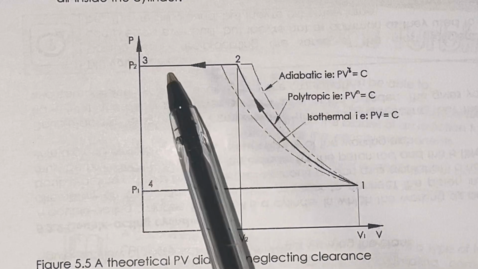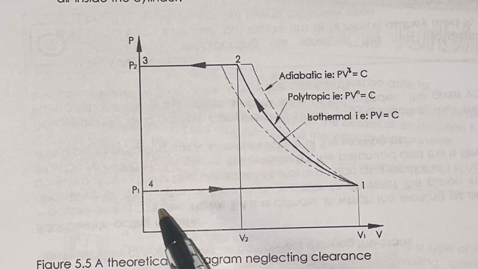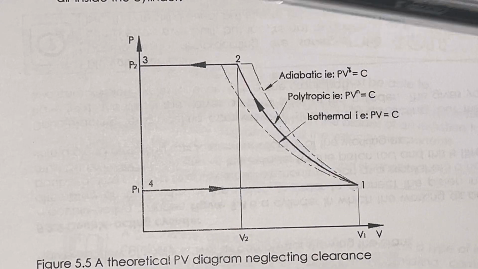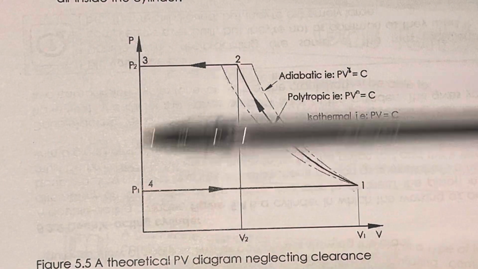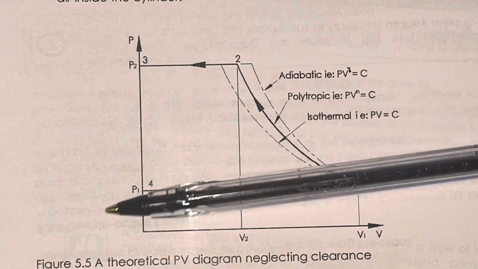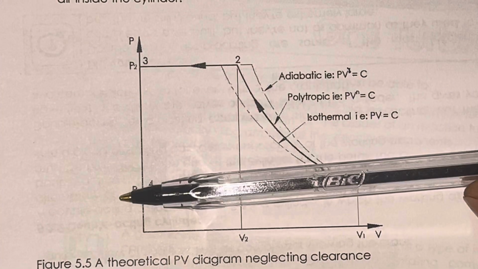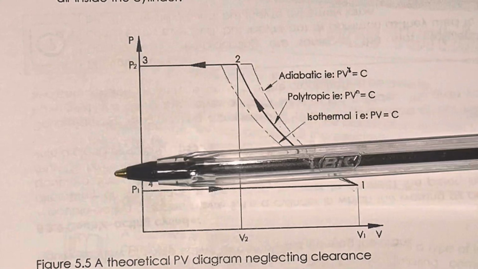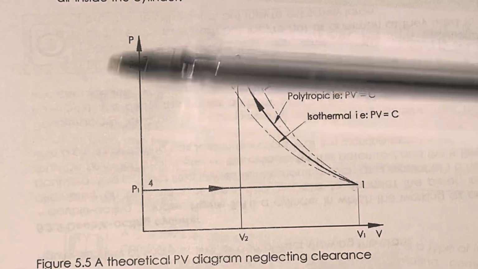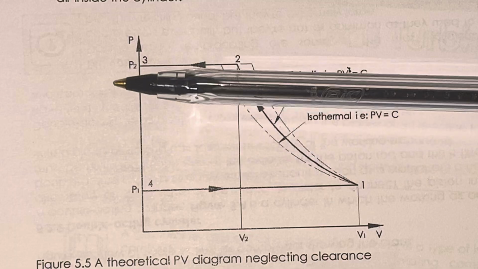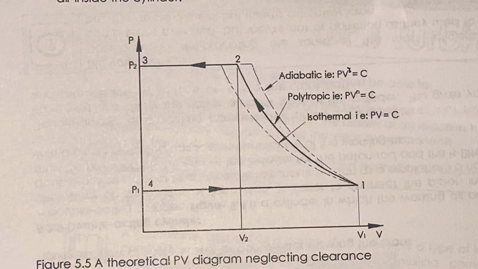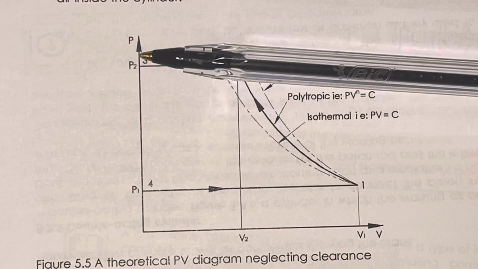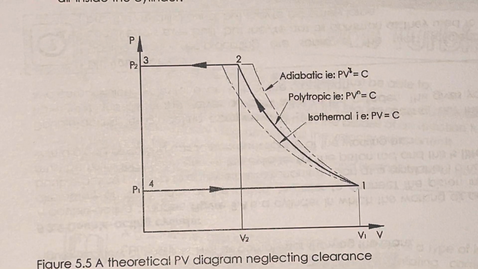Then from 3 to 4, the delivery closes and the suction valve opens. When you move from 3 to 4, the delivery closes and the suction valve opens. If the delivery is closing and the suction valve is opening, it is now sucking in, admitting fresh air inside the cylinder.